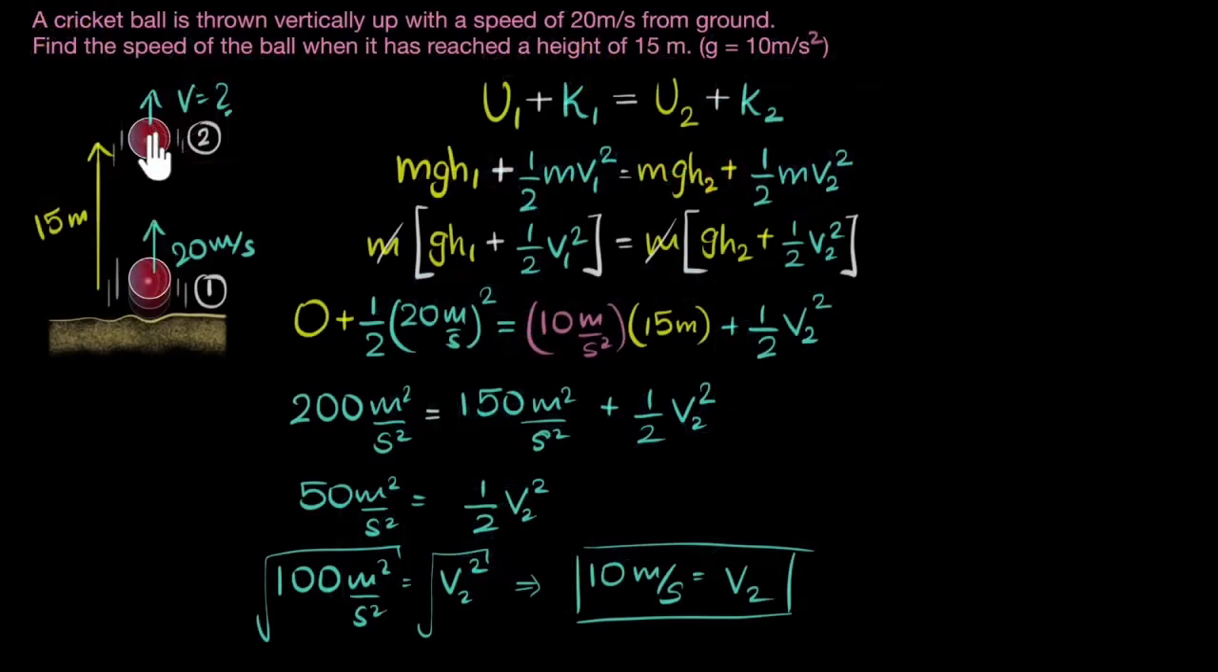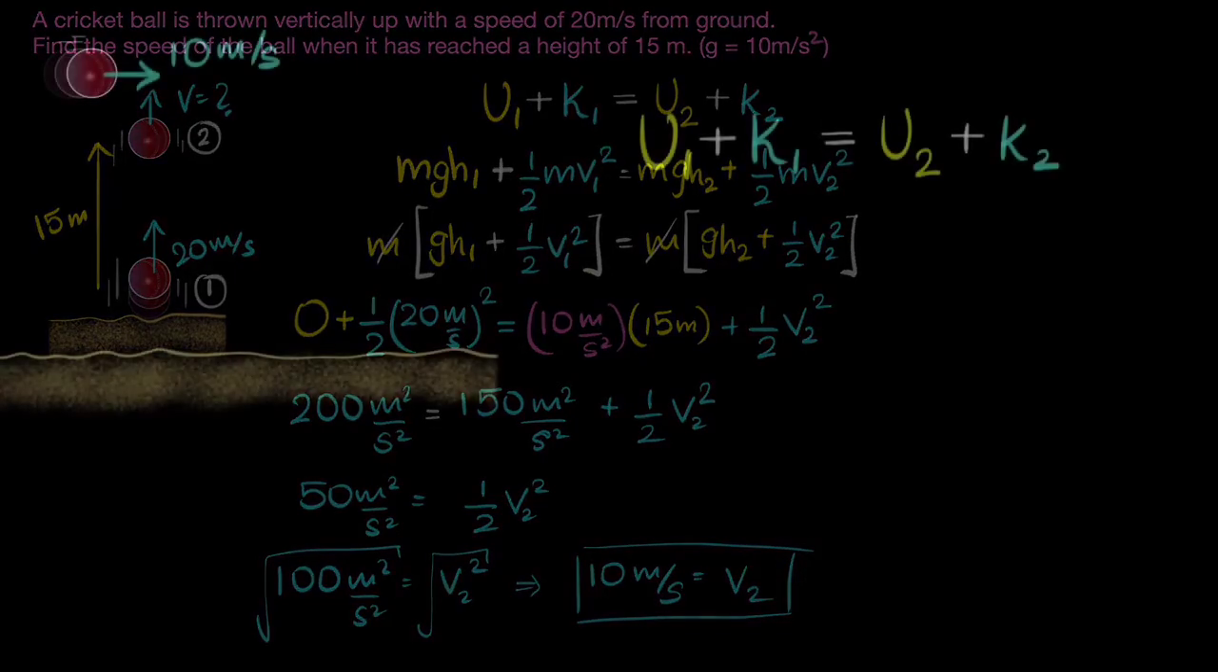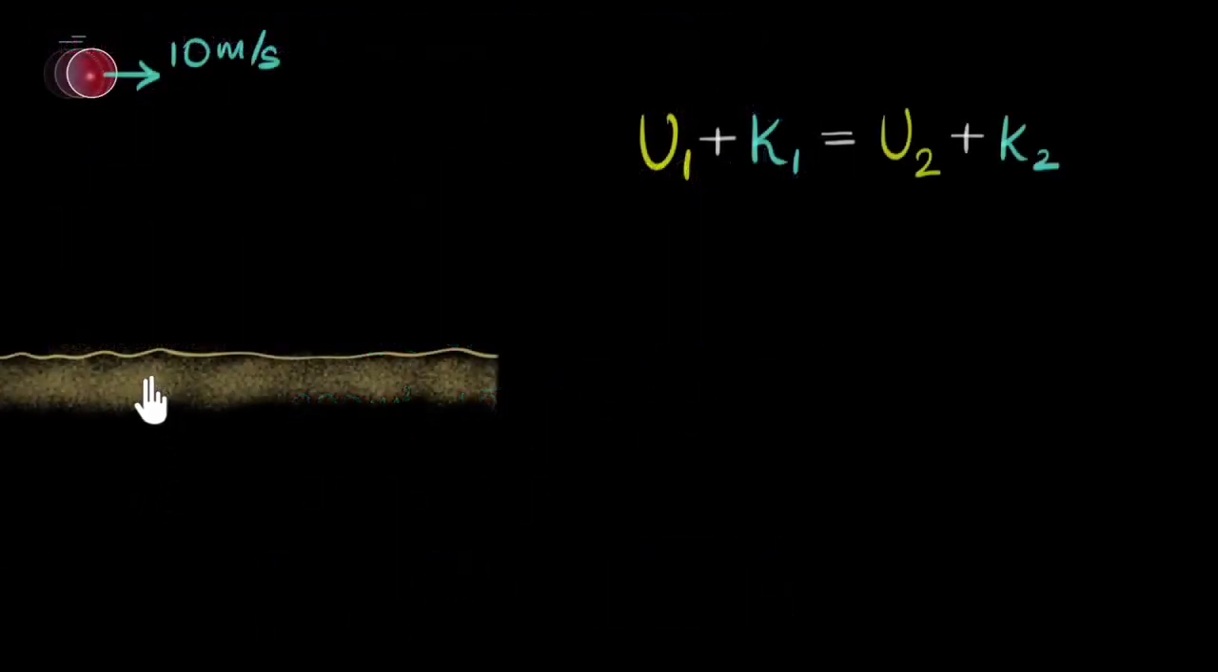And so when the ball reaches the height of 15 meters, its velocity would be 10 meters per second. It has become slower, and that's what we would predict. All right, let's solve one more. In this problem, we'll directly look at the diagram.